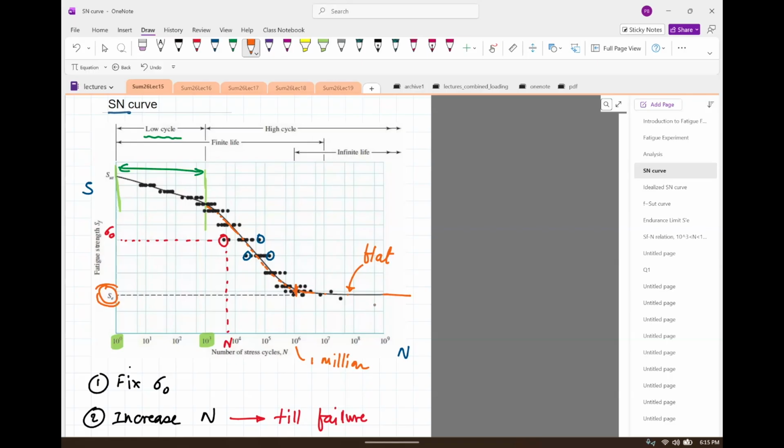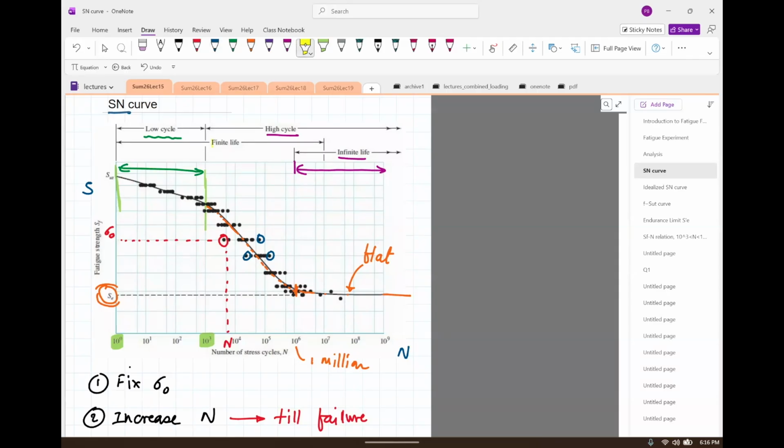This means that the specimen, whichever testing, is never going to fail. It's going to just withstand any failure. So it's going to be there lifelong. This life is not an infinite life. Okay, because clearly after this point, you see that the curve is flat. So we have low cycle, up to 1000. We have high cycle. Anything above 1000 is high cycle. And then we have finite life.